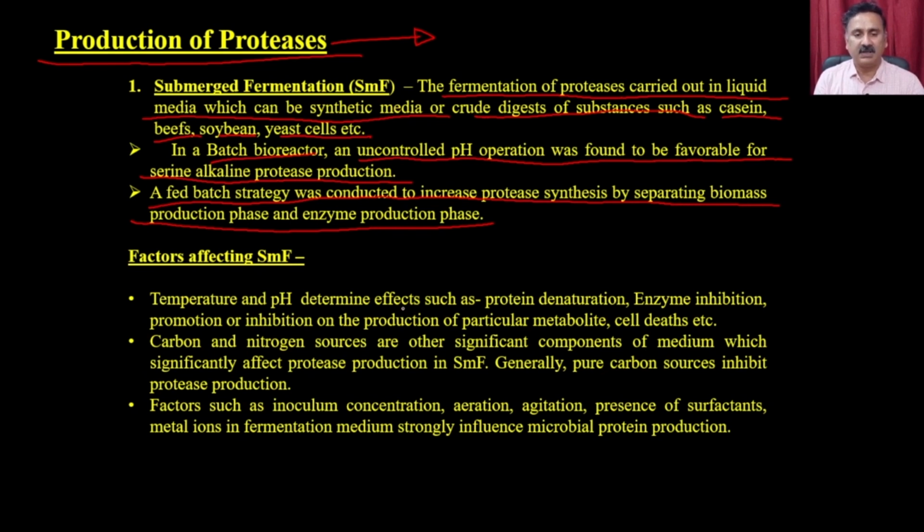You can have the temperature and pH, which are going to determine the protein denaturation and enzyme inhibition, promotion or inhibition of the production of particular metabolites, and so on. So these are the different types of factors that are going to affect the protein production when you do submerged fermentations.